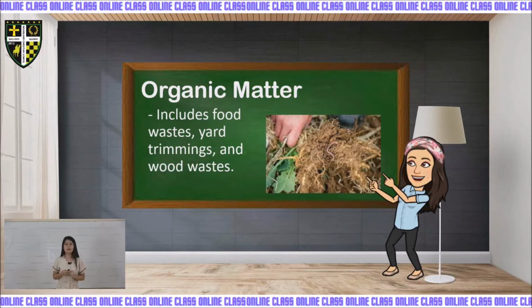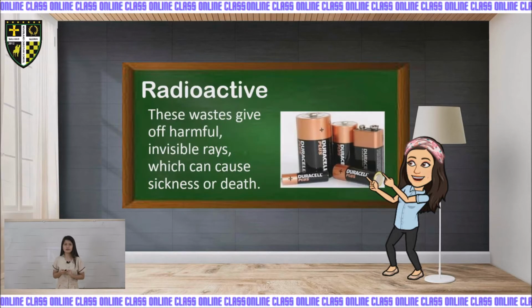Another example for organic matter, papers. Any kind of paper. Okay? Next, radioactive. For radioactive, it doesn't mean that the container of the battery is included. Instead, only what it contains inside. That is the waste that gives off rays harmful to our body because of the invisible rays, which can cause sickness or death. Moreover, it is also harmful for unborn babies.